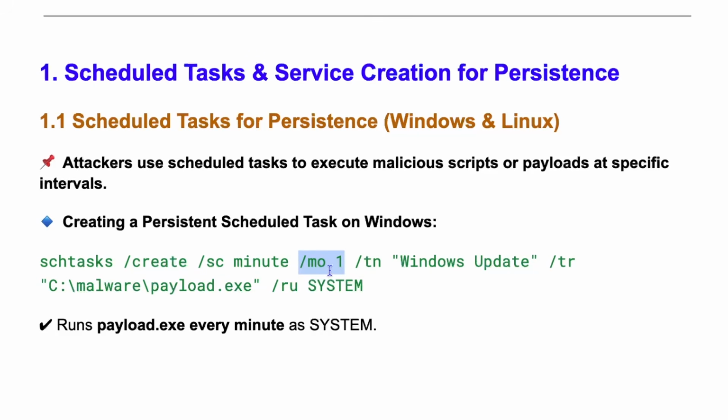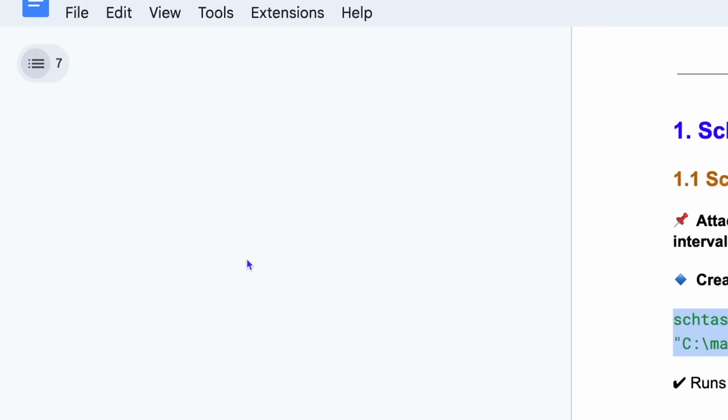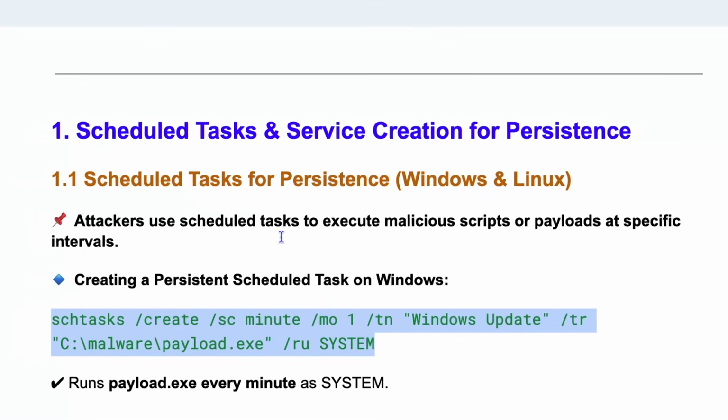So I think that might be the way that that breaks down. I'm pretty confident now that that's how that breaks down. And then the task name is Windows Update, and the task itself that's going to be running is going to be this executable right here, and it's running under the system user. But just to clarify and verify for sure, we're going to copy this and get an explanation of it, and then we'll move on.